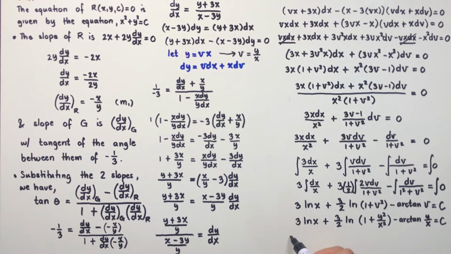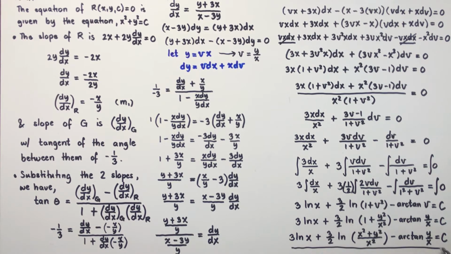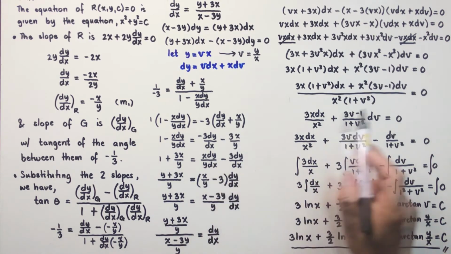Then therefore, our final answer is 3 times the natural log of x plus 3 halves of the natural log of x squared plus y squared over x squared minus the arctangent of y over x, which is equal to the constant of integration c. And this is our final answer for this problem.